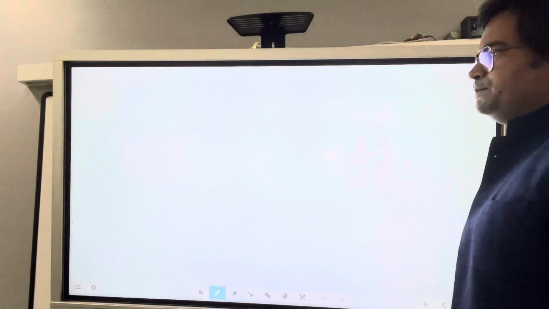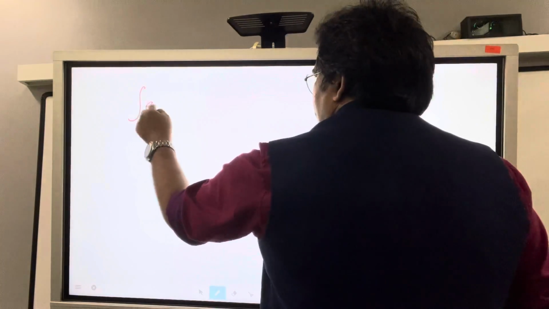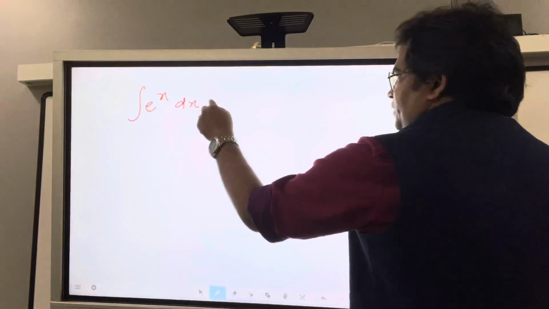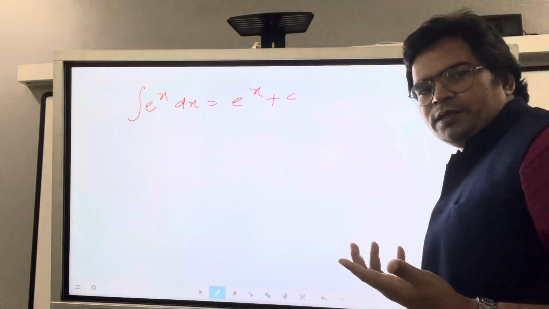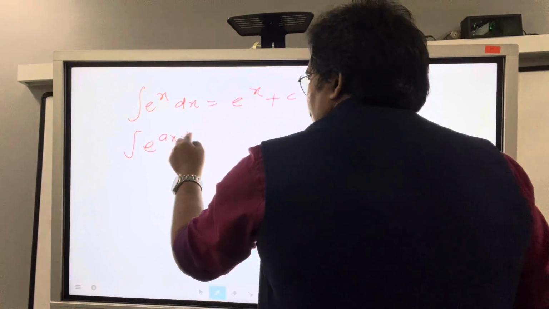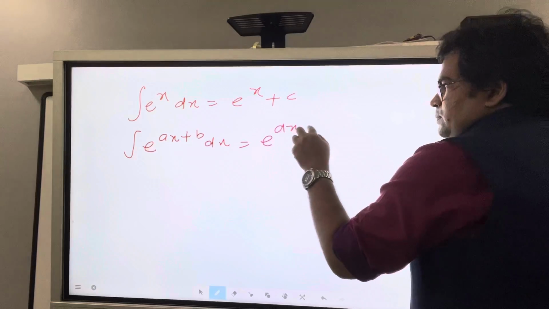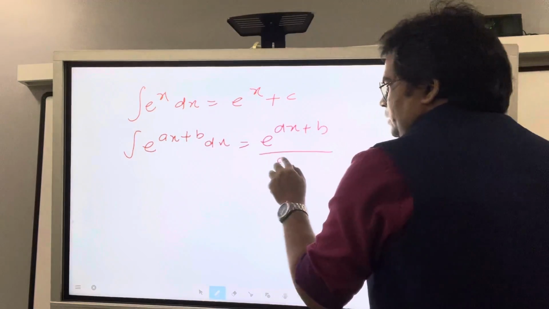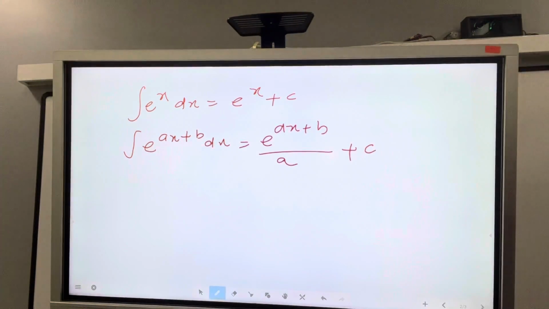Now let's take another example. If I'm integrating e to the power x, integration of e to the power x is e to the power x plus c. So if you got integration of e to the power ax plus b, integration of this is going to be e to the power ax plus b upon a, plus c. So this is the second one.